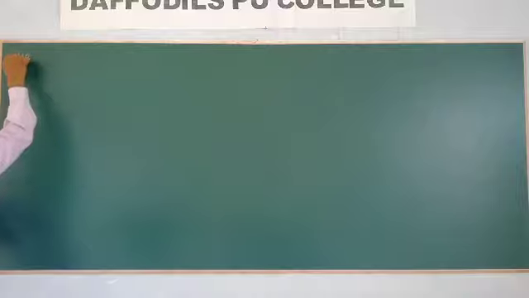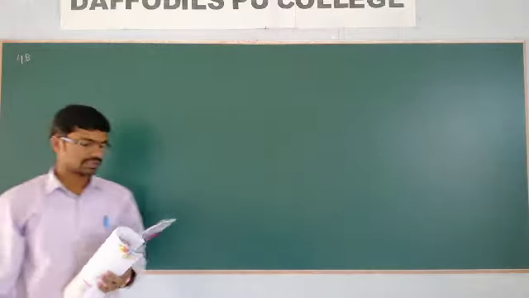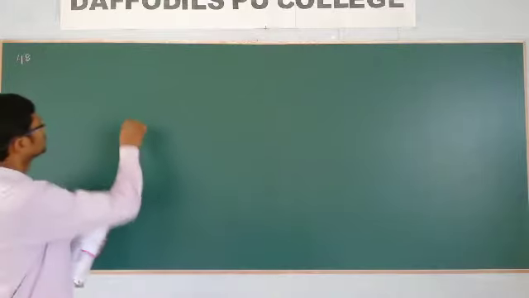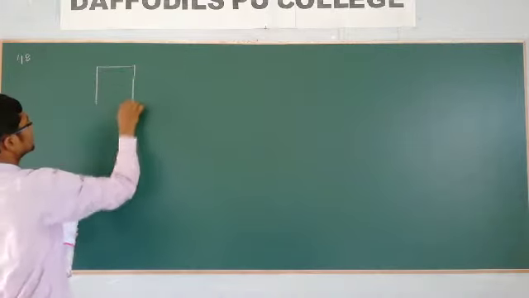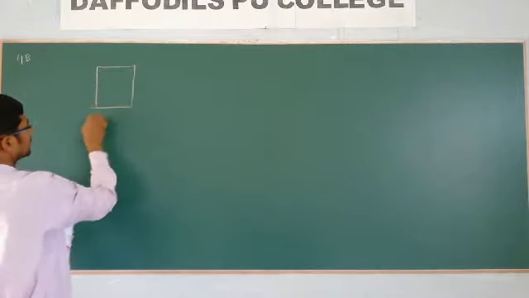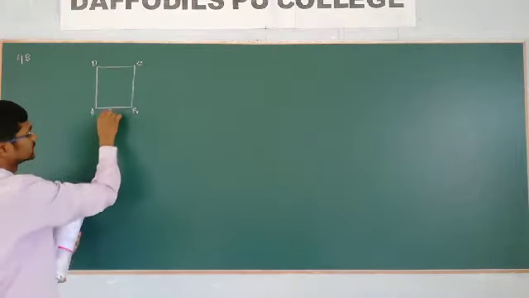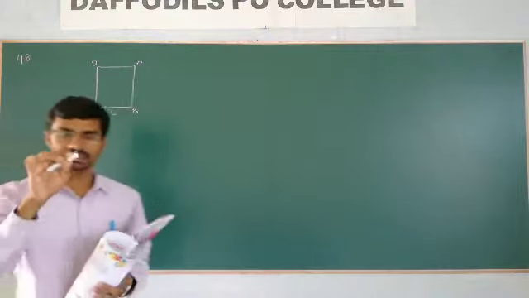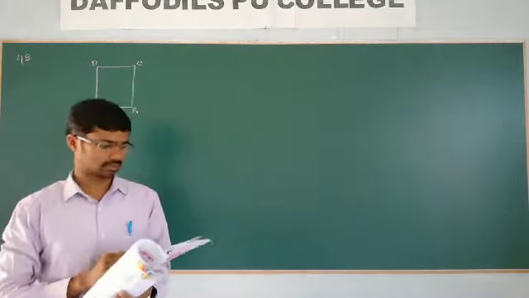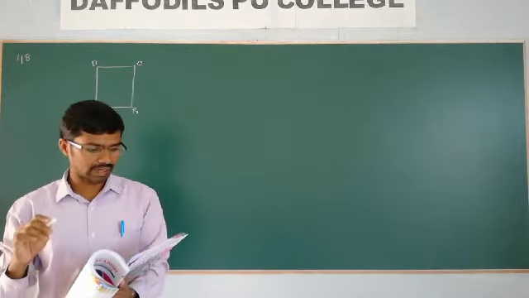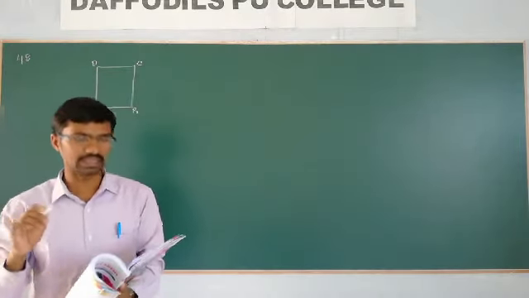See, in this question 48, ABCD is a square of side L. But they didn't say that it is carrying current, so it is not carrying current. A very long straight conductor carrying a current I passes through the vertex A.